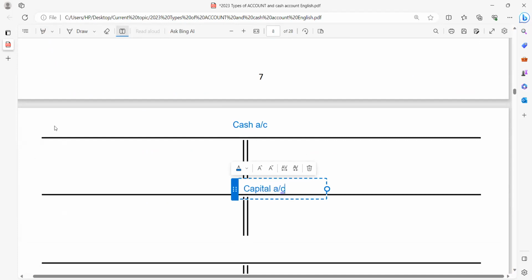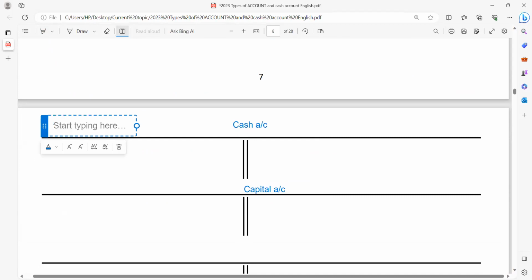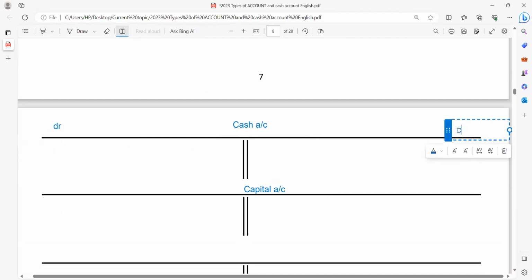In any account, this side is called debit side. This side is called credit side. Like we have right and left, debit and credit. It never changes.